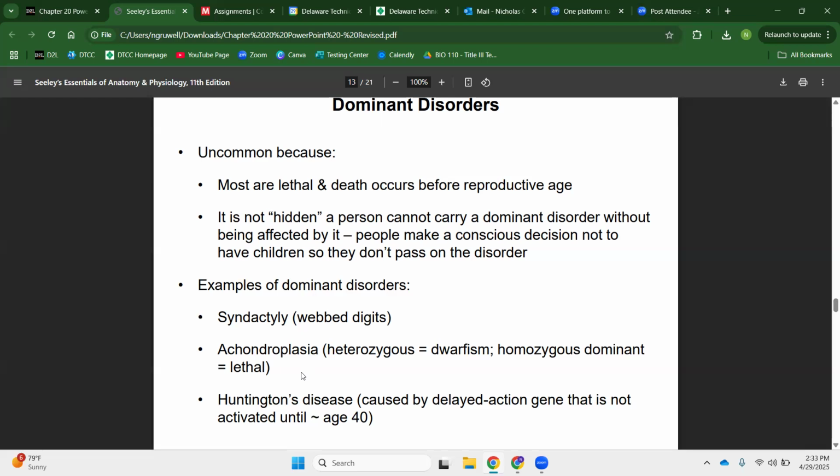So this could be heterozygous or homozygous. If it's heterozygous, that's what results in dwarfism. And homozygous dominant for this disorder will result in death. It's not going to be viable.